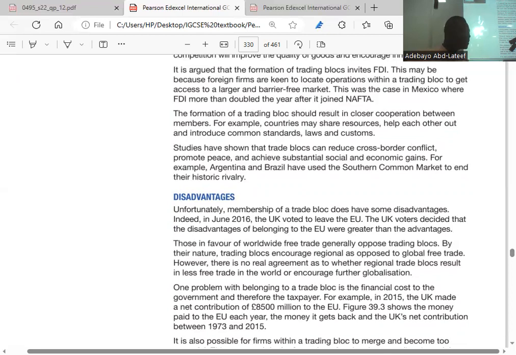So with a trading bloc, the point here is that it allows countries to cooperate. Then they can move together, they can share things, they can even use the same laws, the same customs, the same ways of doing things. So it reduces conflicts between countries. Yeah. Do you get what we're talking about here? Is it clear or not? Yeah.